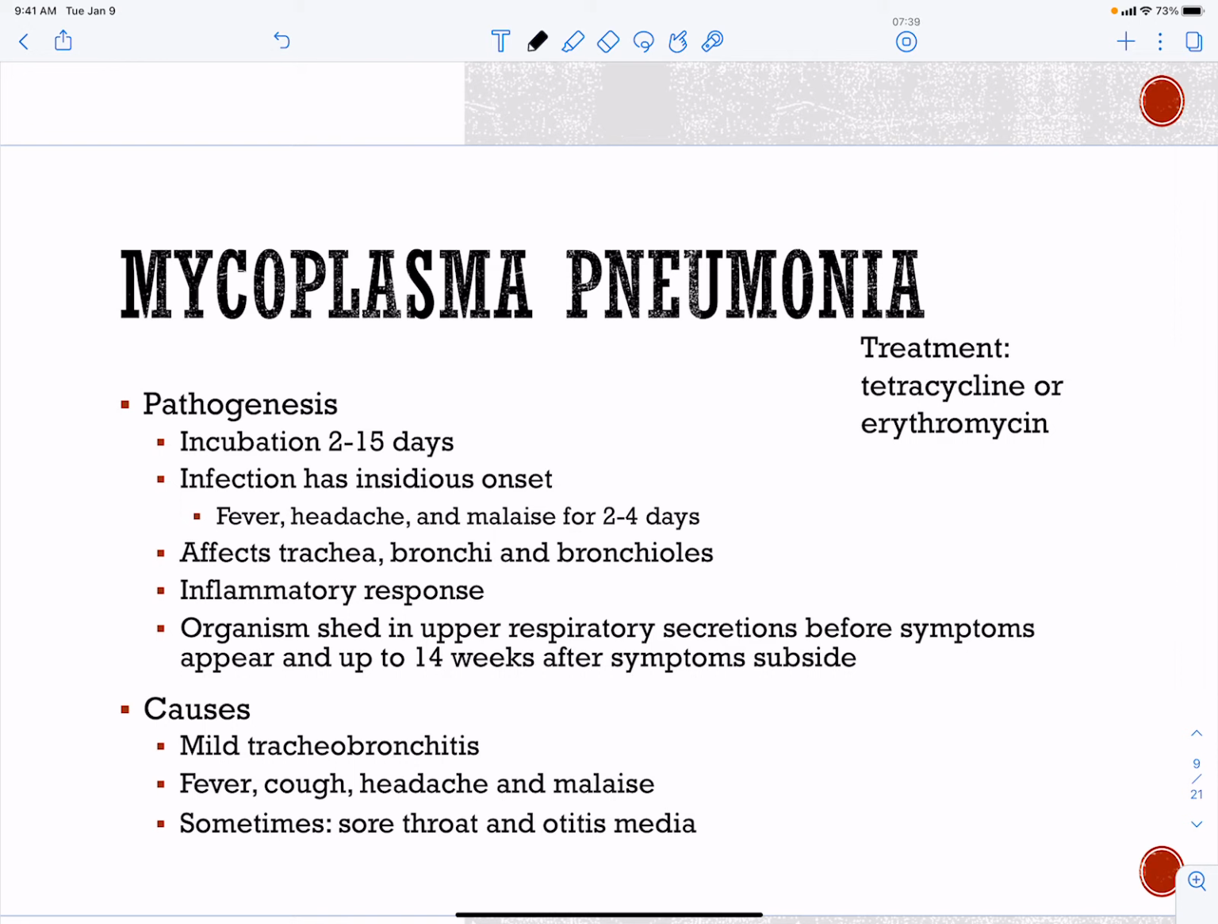You're going to have an insidious onset with Mycoplasma. So it's going to take a few days. And then you're going to have an inflammatory response and get your trachea, bronchioles, and bronchi all involved. Your symptoms appear and last up to 14 weeks. So it's a very slow pneumonia, walking pneumonia, very, very slow. And then you can also have other symptoms: malaise, headache, tracheal bronchitis. Sometimes you also have ear infections associated with Mycoplasma pneumoniae.